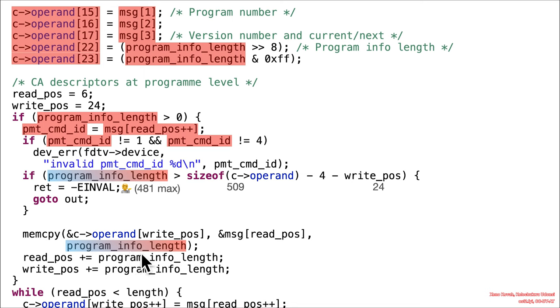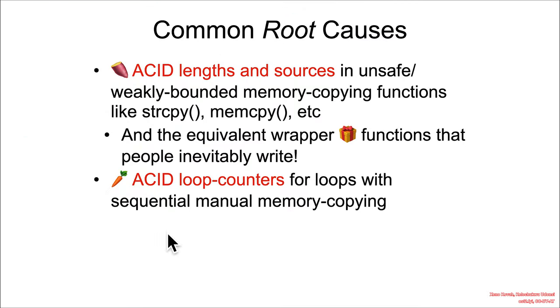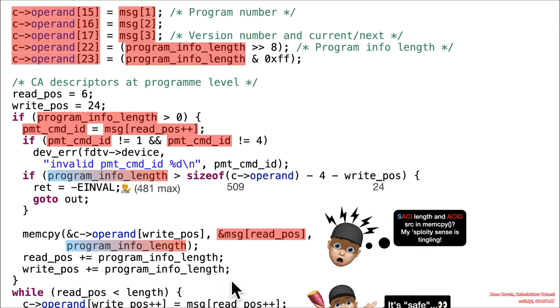Now we've got our 481 max value being used as a size for a memcpy, and we've got attacker controlled data being read for the memcpy, and that should be causing your spidey sense to go off. We've got an attacker controlled length that's reasonably big, and we've got attacker controlled content for the source being written into some buffer. Well, we once more go back to our common root causes and we remind ourselves that the sweet potato is that unbounded thing, but it turns out that this is safe.